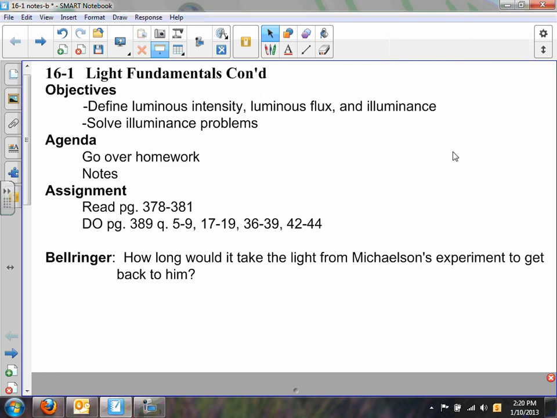Today we're going to continue our light fundamentals discussion. Our goal is to define luminous intensity, luminous flux, illuminance, and then solve some illuminance problems. The problems aren't so hard today, other than you have to keep track of all the things that sound similar.